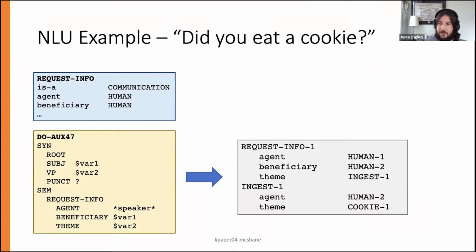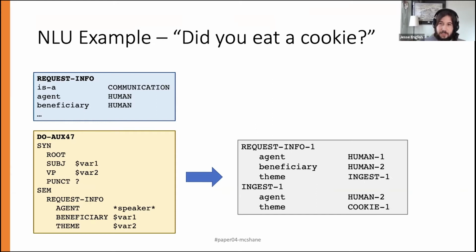The first thing that really matters is that in the agent's ontology in this example, it already has the concept of request info. This is some sort of communication, and we're not even specifying that it has to be a speech act here. It's just some means of requesting information. The person who does it is some sort of human. The person who receives it, the beneficiary, is also some sort of human.